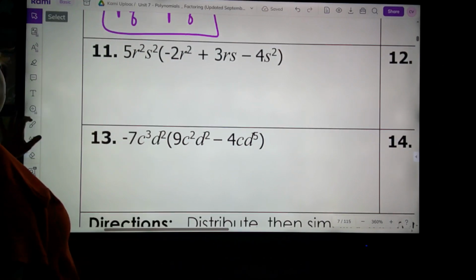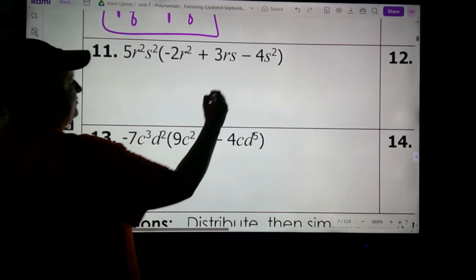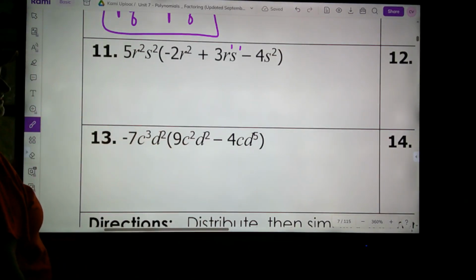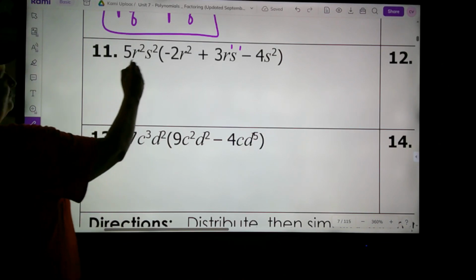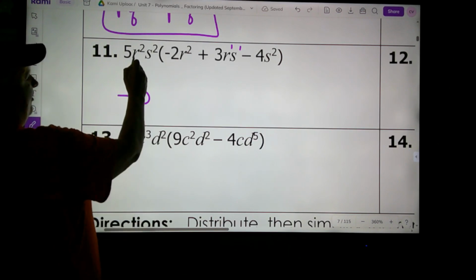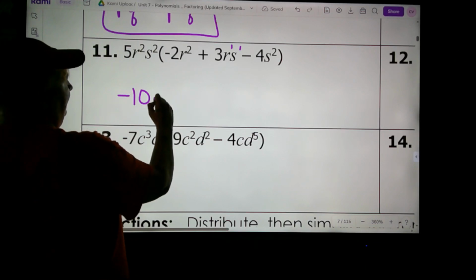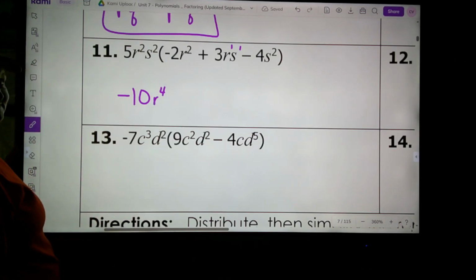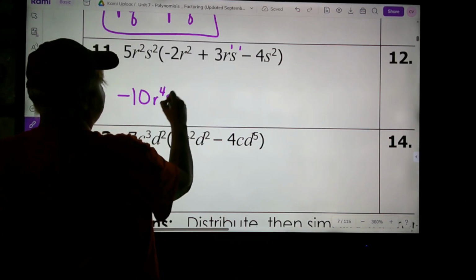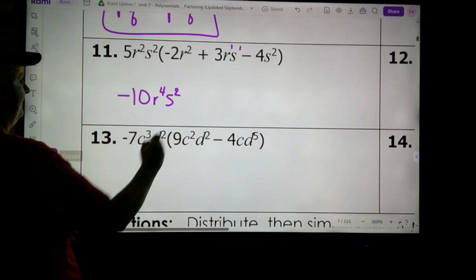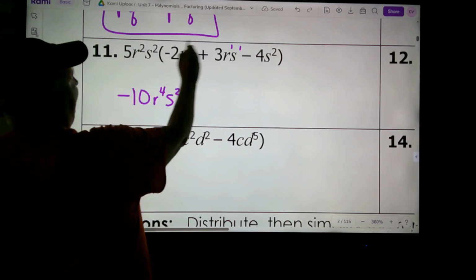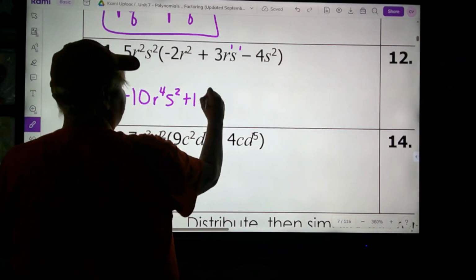Ooh, another one with 2 variables. Alright, let's be careful. Let's find invisible ones. 1, 1. Those are the only invisible ones I see. Alright. 5 times -2 is -10. R squared, R to the 4th. 2 plus 2 is 4. S squared, there isn't one, so we're just going to bring down the S squared. Alright, and then we have 5 times 3 is 15, +15.